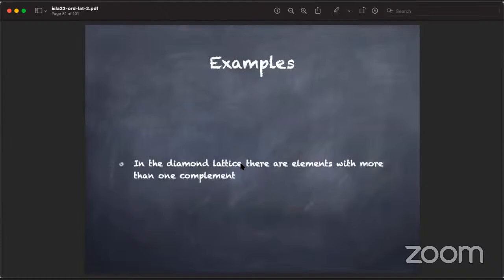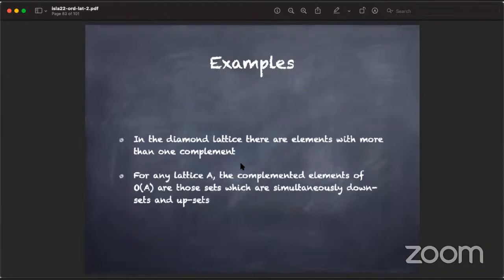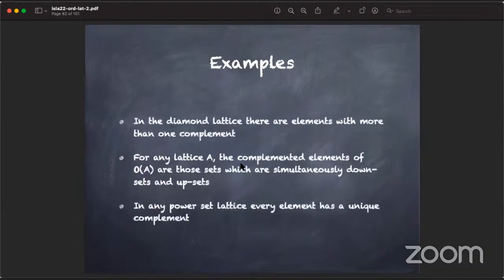So we see that in the diamond lattice, there are elements with more than one complement. And of course, you see that it is non-distributive and you have elements with more than one. So if you think of OA, the collection of all downsets, and if you think of the complemented elements, one way to look at it is those sets which are both downsets and upsets. Please think about it more.